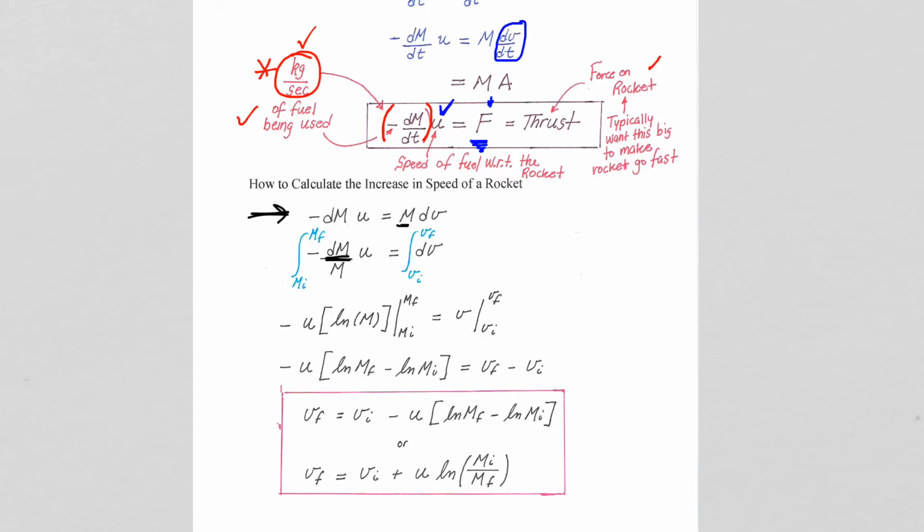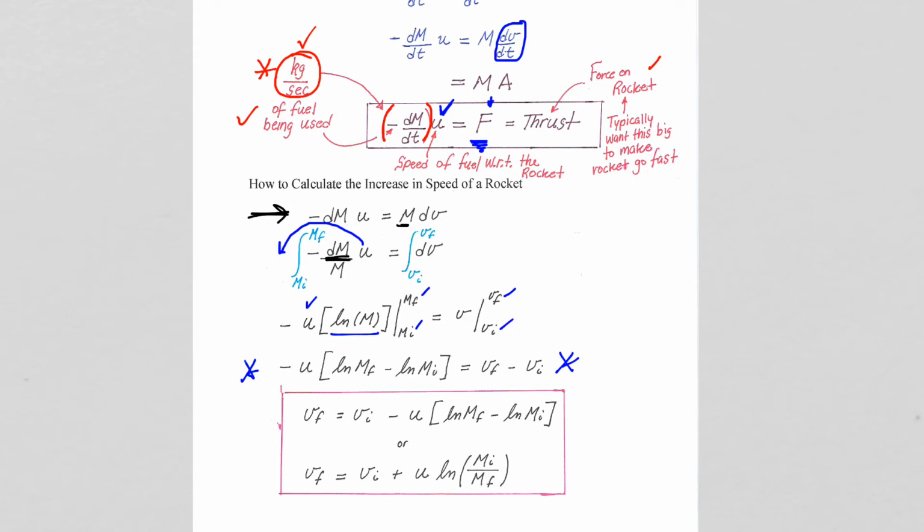As you can see here, we integrate both sides. Constants come out of integrals, so that u is going to come out. That's why the u is sitting out here. The integral of 1 on m dm is natural log of m. We are evaluating it from final minus initial. The integral of dv is v, final minus initial. So really, we are done here. That's it. I have my expression for v final.